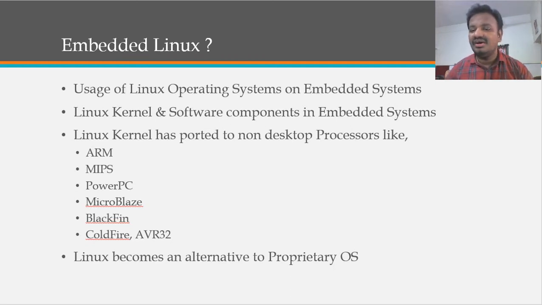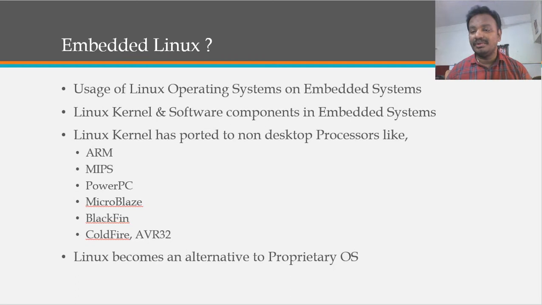And the Linux kernel is also ported to non-desktop processors like ARM, MIPS, PowerPC, Microblaze, Blackfin, Coldfire, AVR32. But these are not limited to this list; more have been ported to embedded Linux basically. And since all of these are ported and ready, we can use our Linux operating system for embedded applications. Since we have Linux OS running on embedded processors, we can obviously use embedded Linux in embedded systems.